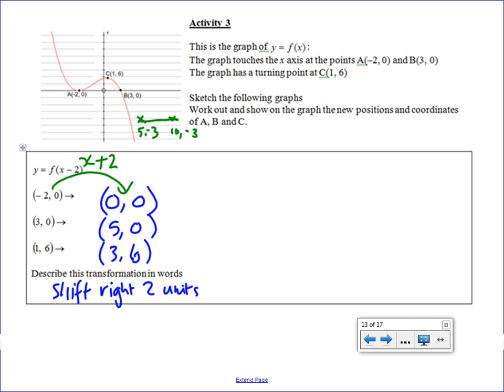So now you can draw it, think of it as a shift right 2, and you know what the new coordinates are going to be. That one is going to end up there, and that one is going to end up there. And then you label the new coordinates.